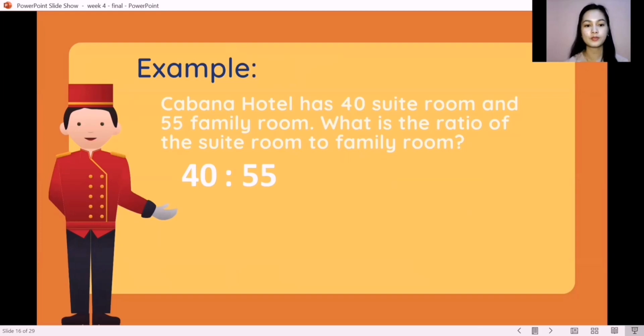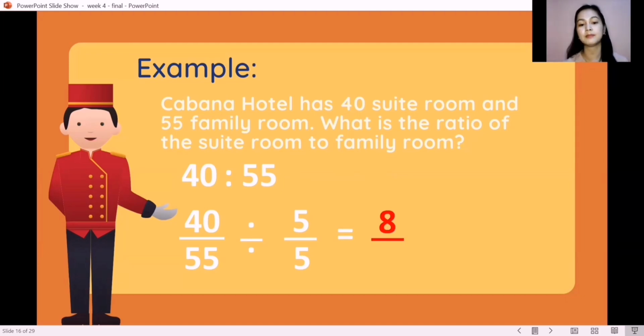Again, to express it in lowest term, we will get the greatest common factor of both the numerator and the denominator. The greatest common factor of 40 and 55 is 5. So we divide 40 divided by 5 and 55 divided by 5. Now 40 divided by 5 is 8, and 55 divided by 5 is 11. So the lowest term of 40 is to 55 is 8 is to 11, or the lowest term of 40 over 55 is 8/11.